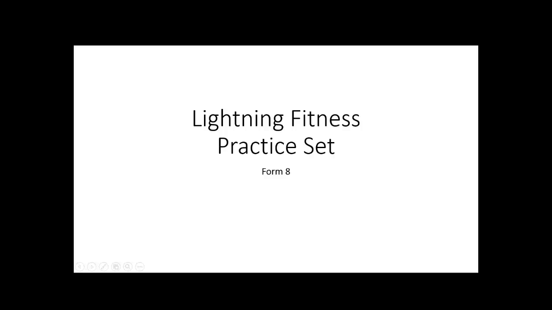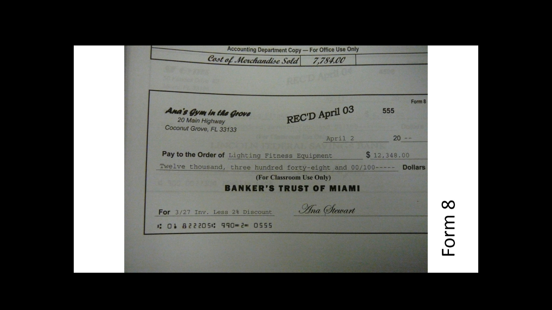Okay, back to Lightning Fitness, the practice set. We are going to look at the recording of Form 8. Form 8 is here. It's a check. You can tell that Anna's Gym in the Grove sent us a check for $12,348. It says it was for an invoice dated 3/27, less a 2% discount.